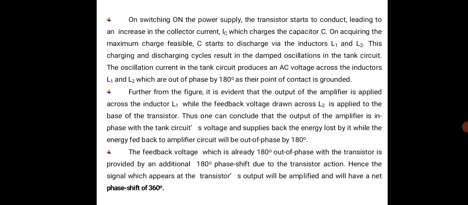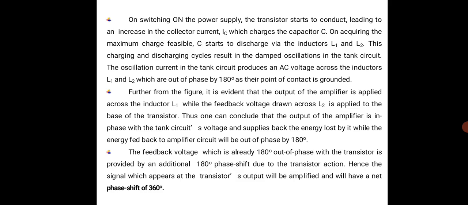On switching on the power supply, the transistor starts to conduct, leading to an increase in the collector current IC, which charges the capacitor C. On acquiring the maximum charge feasible, C starts to discharge via the inductors L1 and L2. This charging and discharging cycle results in the damped oscillations in the tank circuit.